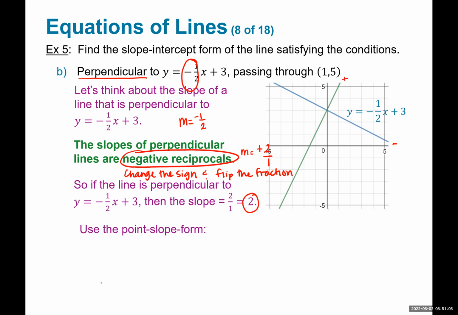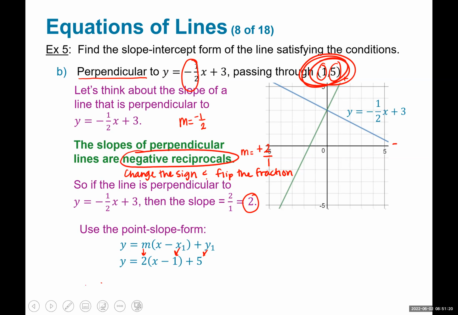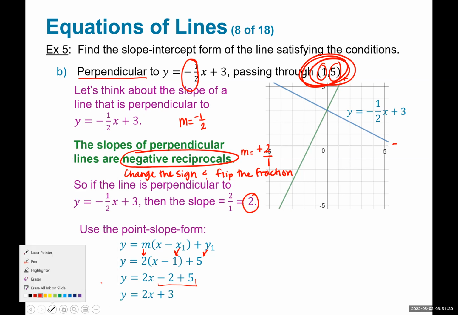Okay. Then we use the point-slope formula and we move about our business. We put the 2 in for m. For x, we're going to put in 1. For y, we're going to put in a 5 because we got that from the point they told us to use. And we simplify. 2x minus 2 plus 5. Minus 2 plus 5 is positive 3. So we get y equals 2x plus 3. Life is good.